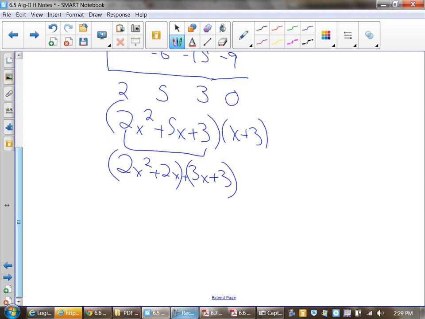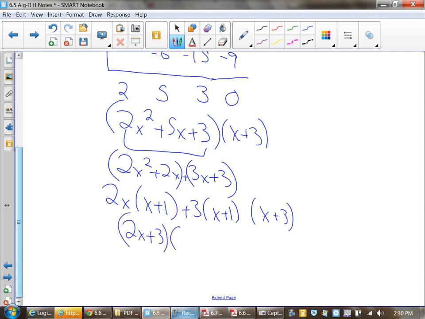Again, GCFs. Remember this x plus 3 is up here too. So your fully factored form is 2x plus 3, x plus 1, and x plus 3. So given one of the zeros of the function, you're able to factor real fast.